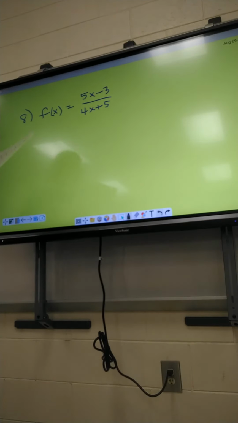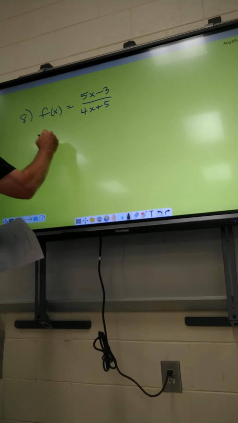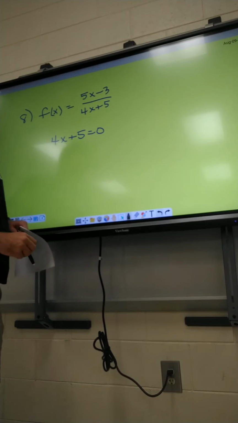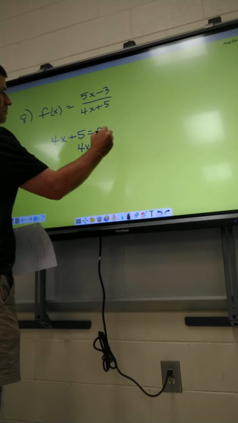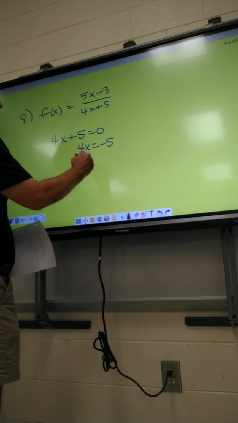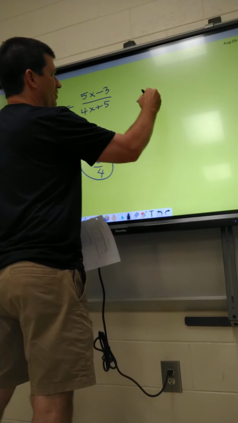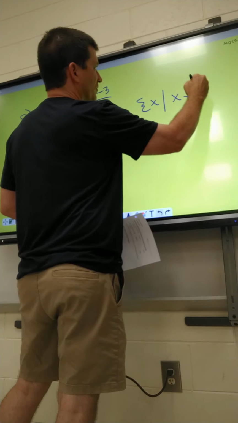All right, when it's asking for the domain, you got to make sure you don't get 0 on the bottom. So set the bottom equal to 0, and now let's solve for x. Move your 5 over. Now divide by 4. So, for all the x's you could have as an answer, x can't equal -5 over 4.